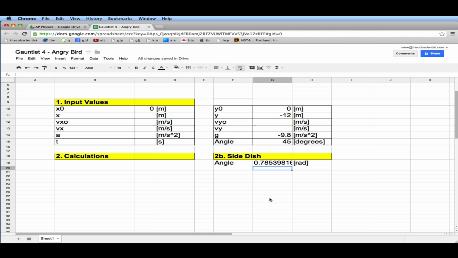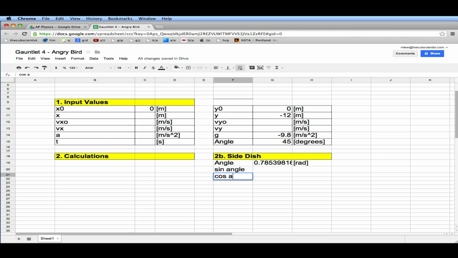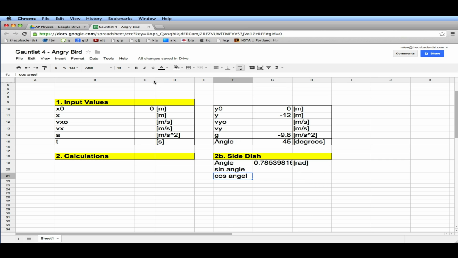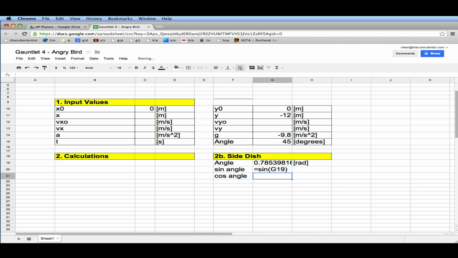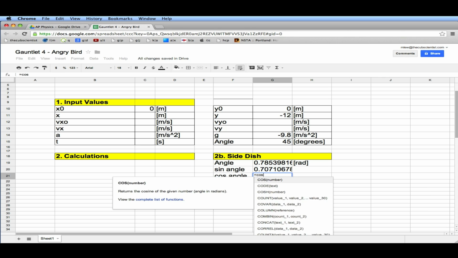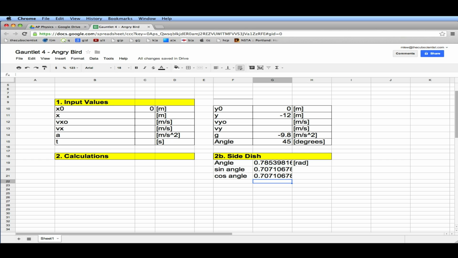Okay. Then I can find the sine of the angle and cosine of the angle, which is now simply equals sin of that angle and equals cos of that angle, right? So we get the 0.707, and again, if I change this angle here, I get 30 degrees, I'll get my 0.5 for the sine. If I go to 60 degrees, 0.5 for cosine. If I make it 0 degrees, I can see my sine and my cosine. If I go 90 degrees, I get my sine and my cosine.